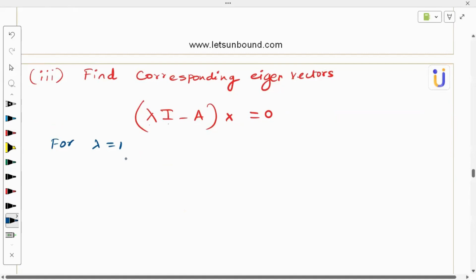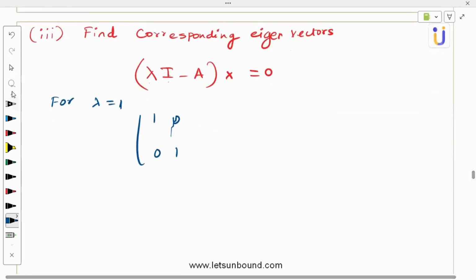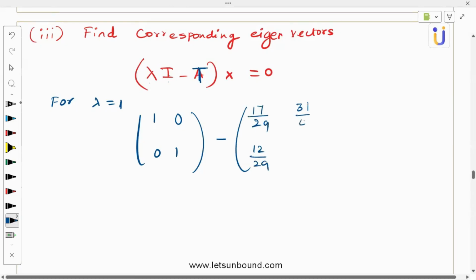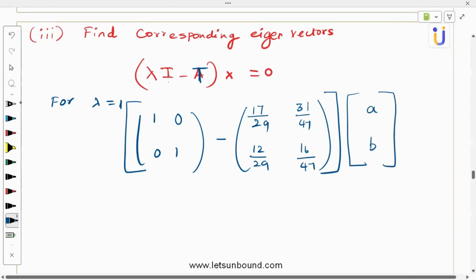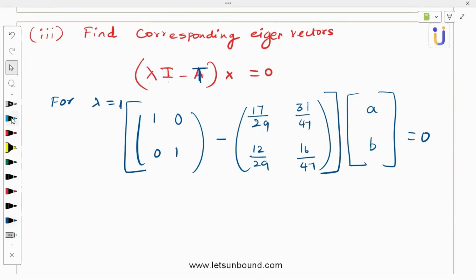So lambda I, my lambda is 1. 1 into the identity is just this, correct? 1001. Minus, okay, here we are using T, so we can change the formula like this: lambda I minus T is this: 17 by 29, 12 by 29, 31 by 47, and 16 over 47. So this entire thing multiplied with a vector, you can just name it AB or whatever you want, equals 0. Now we need to simplify and then make a vector.